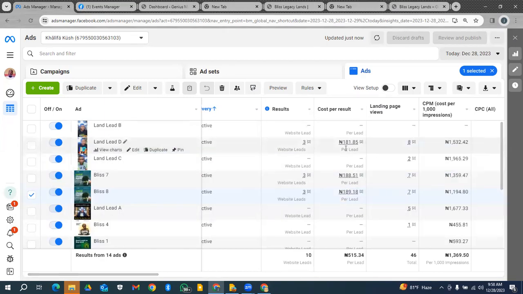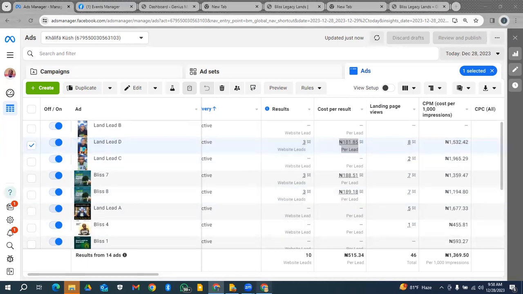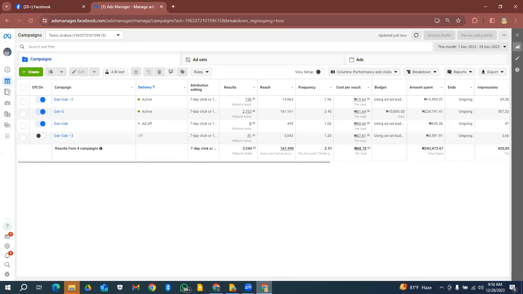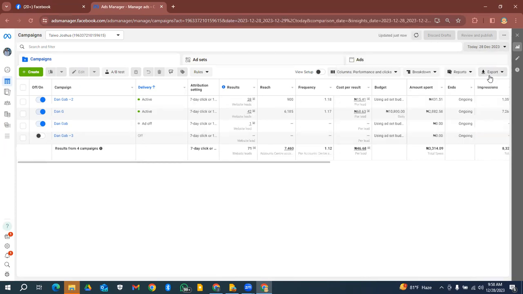Because of that, we are very careful, and that's why I'm okay with it giving me a lead for 180-something naira, which on a normal day is high. On a normal day, I would not accept such a lead. I would look for something way, way cheaper. Let me see if I can show you what an acceptable cost per lead is.